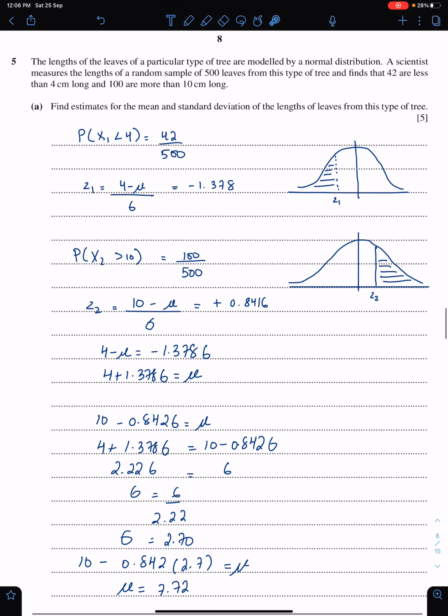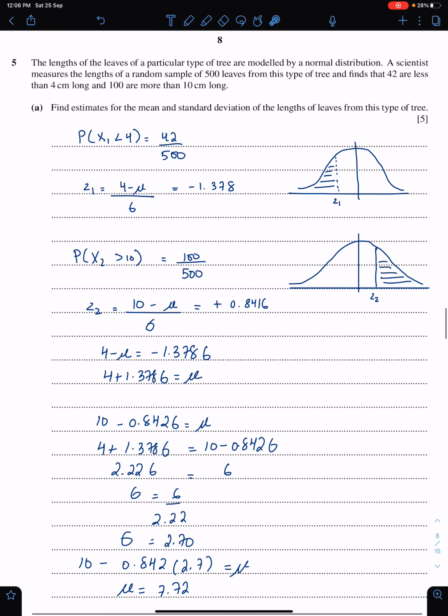Next question, number 5. The lengths of the leaves of a particular type of tree are modeled by a normal distribution. A scientist measures the length of a random sample of 500 leaves from this type of tree and finds that 42 are less than 4 centimeters. So less than 4 centimeters are 42 out of 500, and 100 are more than 10 centimeters. So more than 10 centimeters are 100 out of 500.